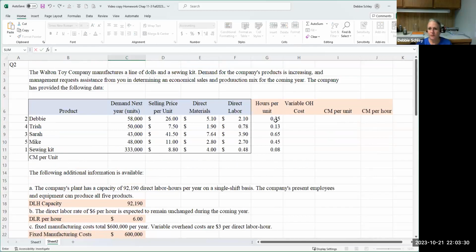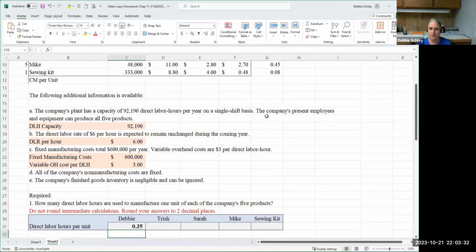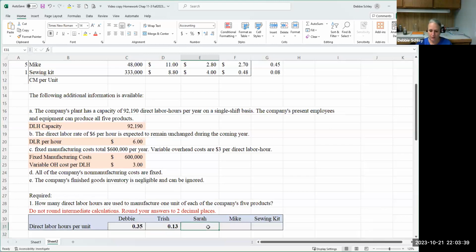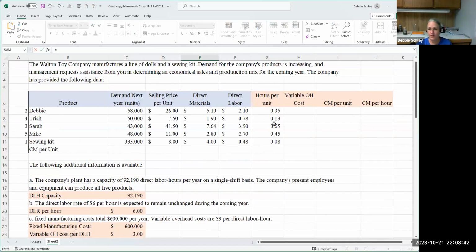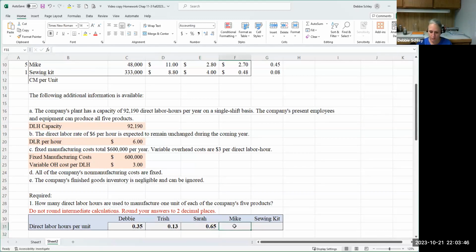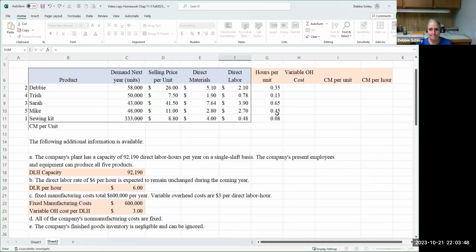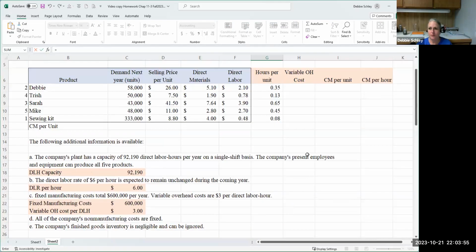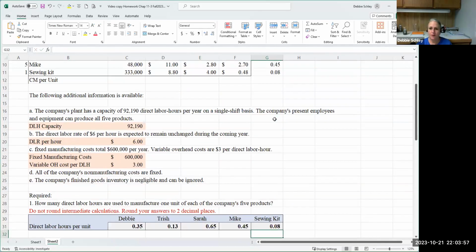Equals Debbie, equals Trish, equals Sarah, equals Mike, equals. Okay, so that's direct labor hours per unit. That's what that is.